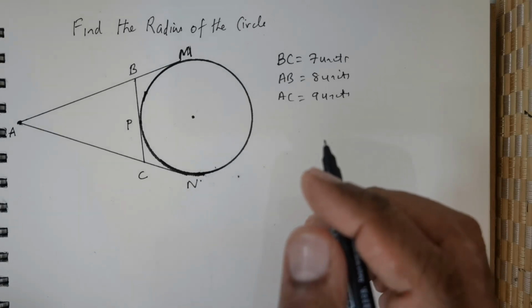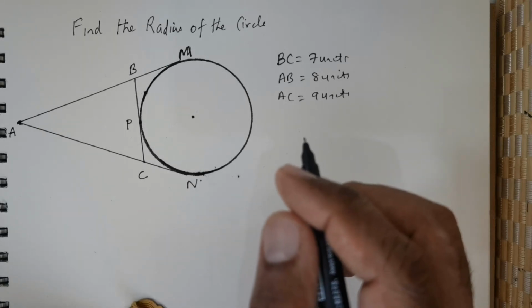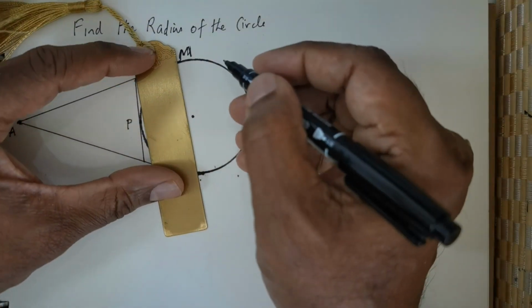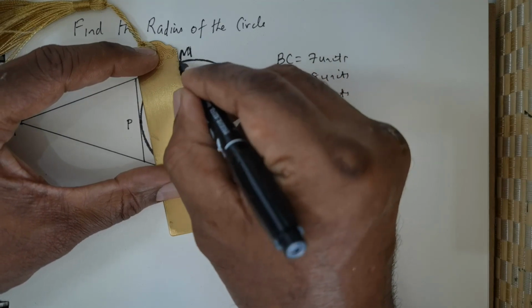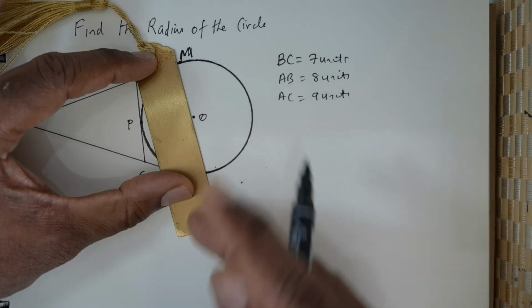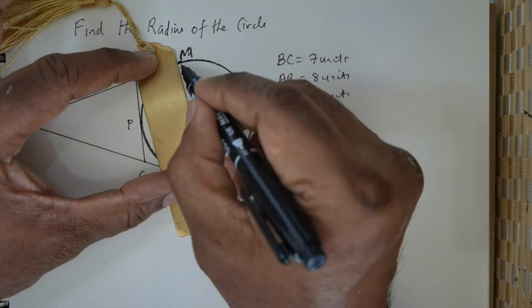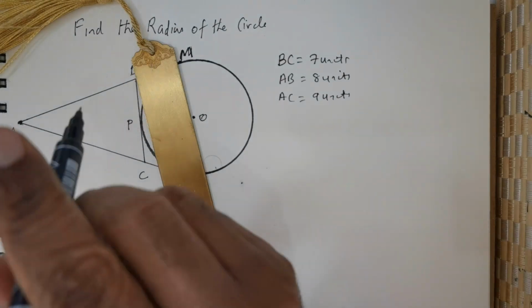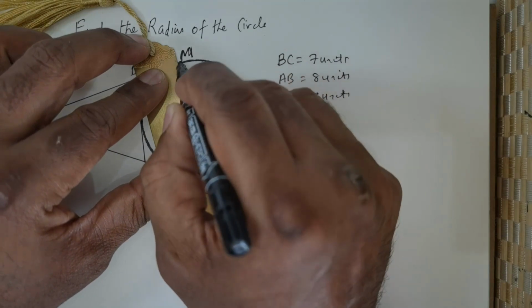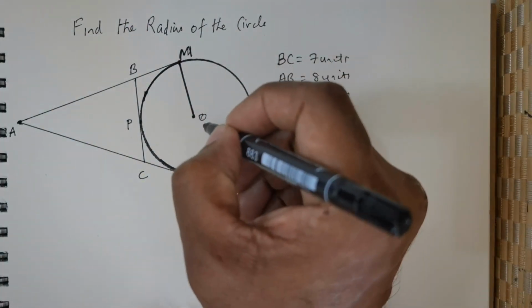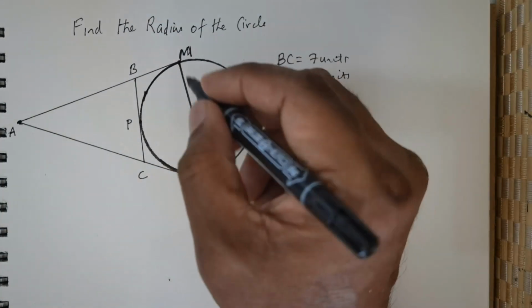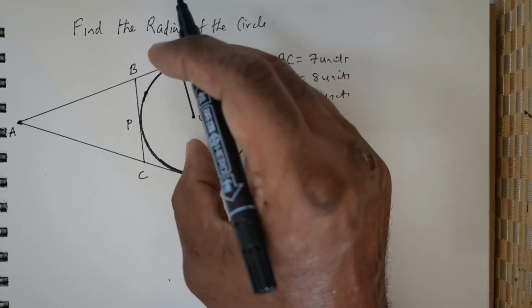So foremost, let me draw the radius. I'm going to be drawing the radius from the point M to the point, say, let me name it as O. So this is the radius. Now, from the center to a point on the circle. So clearly OM is the radius.